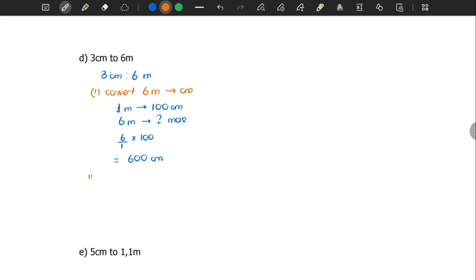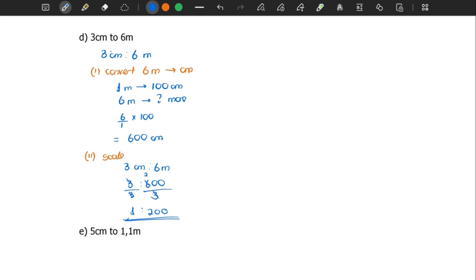And now for the scale, we have 3 centimeters is to 6 meters is the same as saying 3 is to 600. Divide both sides by 3. We end up with 1 is to 200. And yeah, so that's basically how you do it.